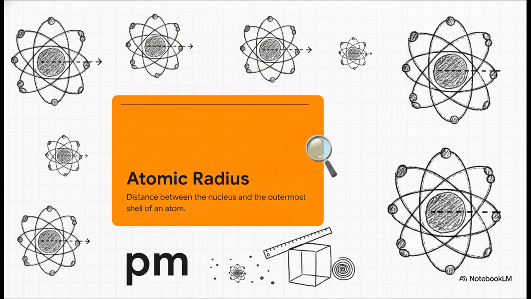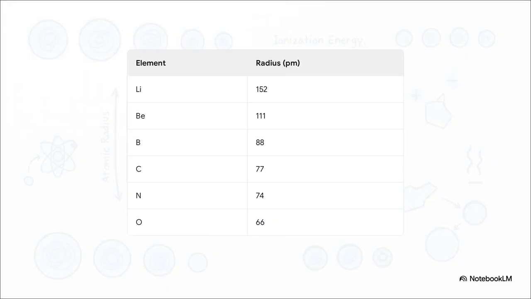Atomic radius is simply the distance between the center of the nucleus of an atom and its very outermost electron shell. And because atoms are literally microscopic, we obviously can't use meters or even nanometers. We have to express this in a unit called the picometer, which we write with a small p and a small m. Just to give you an idea of the sheer scale we're talking about here, 1 picometer is equal to 10 to the power of minus 12 meters. It's unimaginably small.